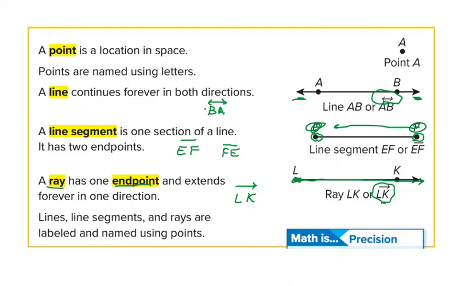So look at these three symbols. This is the symbol for line right here. It goes on both directions. This is the symbol for a segment. It starts and it stops. And this is a symbol for a ray. We read this one ray LK, segment EF, segment FE, and this one could be line BA, or like they had it over here, line AB. Okay, we don't know which way it's going. But for a ray, we definitely know which way it's going. It's starting at L, going through K, and going on forever.